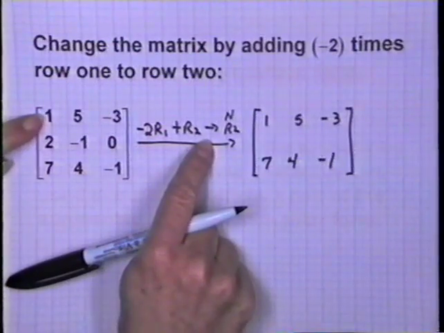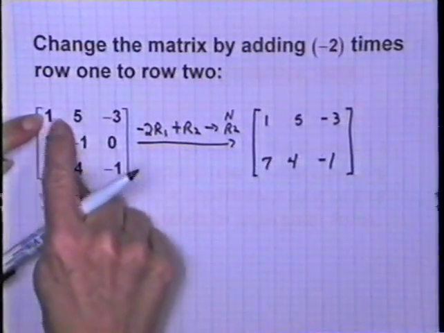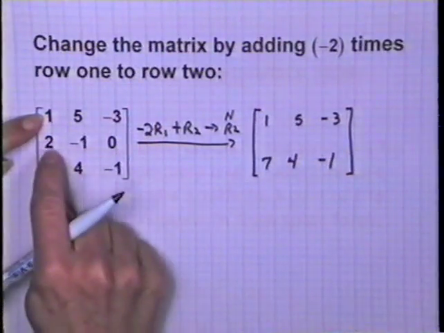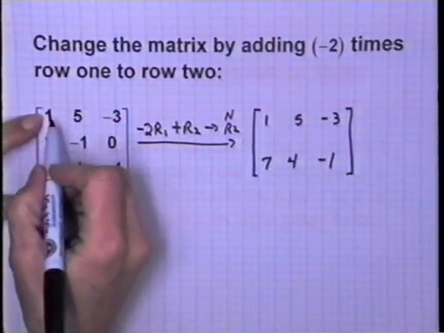Well, let's look right here. If I multiply the numbers in row 1 by negative 2, let's think about what we get. I'm just going to write them down. I hope you can see them on the screen.